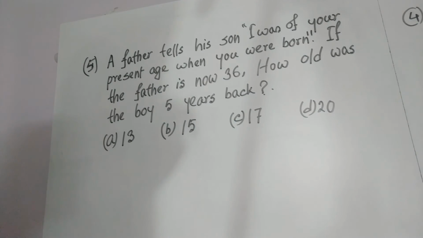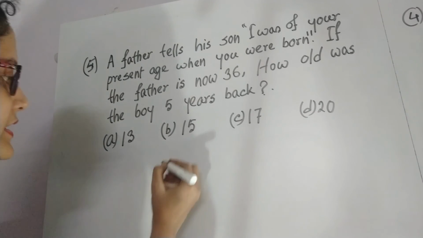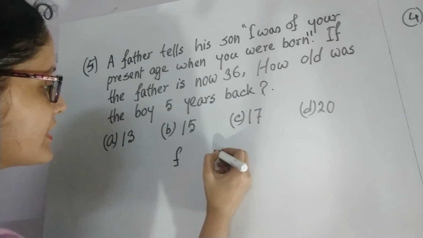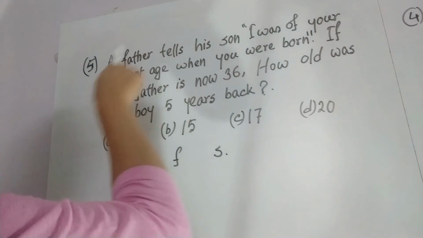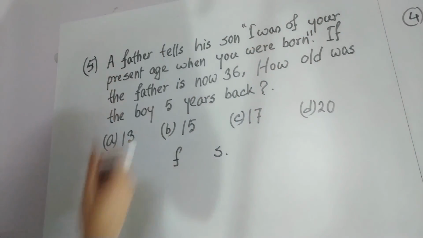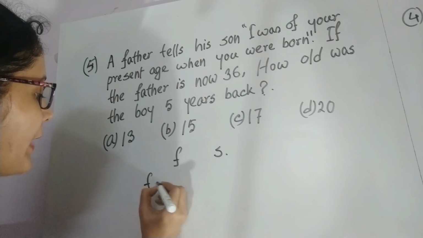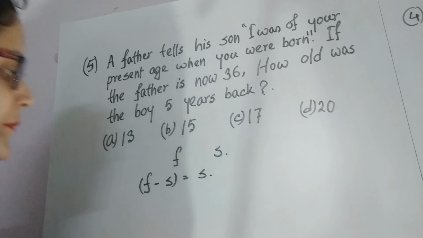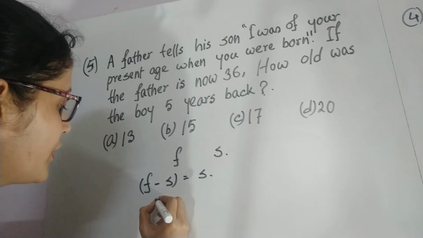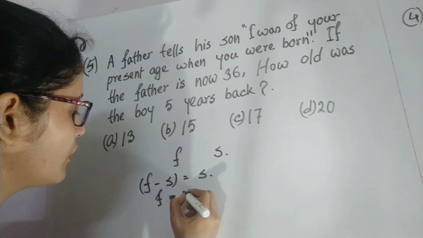A father tells his son, I was of your present age when you were born. If the father is now 36, how old was the boy 5 years back? Suppose here the father's age is F and son's age is S. Okay. So, I was of your present age when you were born. That means F minus S is equal to S. Therefore, F is equal to 2S.